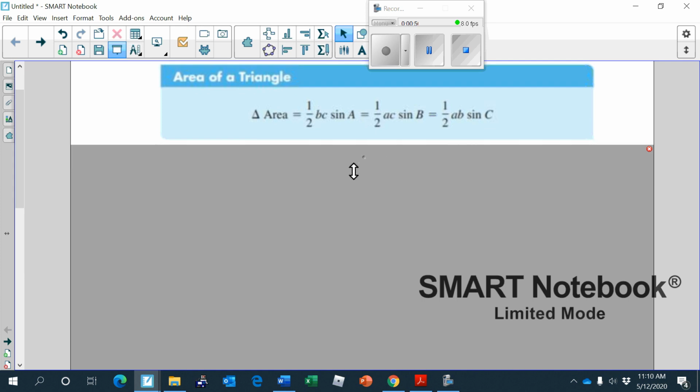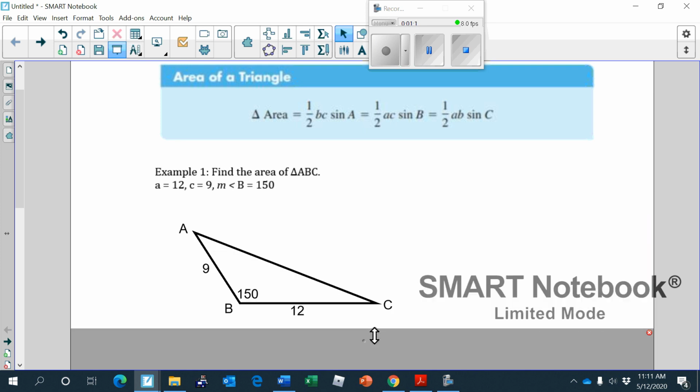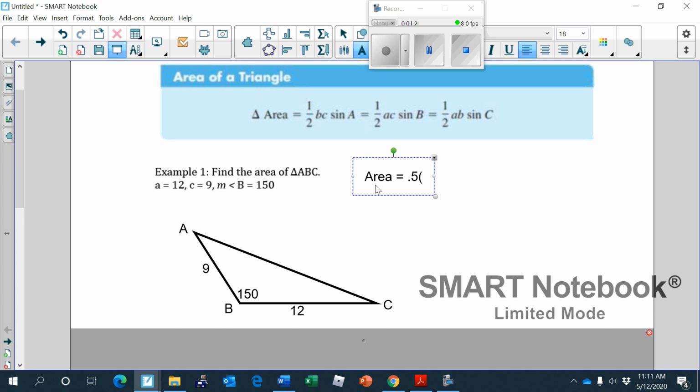The first one says, find the area of triangle ABC given this information. Of course, what you're going to do first is draw this triangle. Notice you're given angle B. So let's use this formula here, and it works out because we're also given side A and side C, which we need. Go ahead and draw your triangle. I've drawn mine already. Now we're just plugging what we know into the formula. So our area is equal to 1/2, so I'm going to put 0.5, times A, which is 12, times C, which is 9, times the sine of 150.